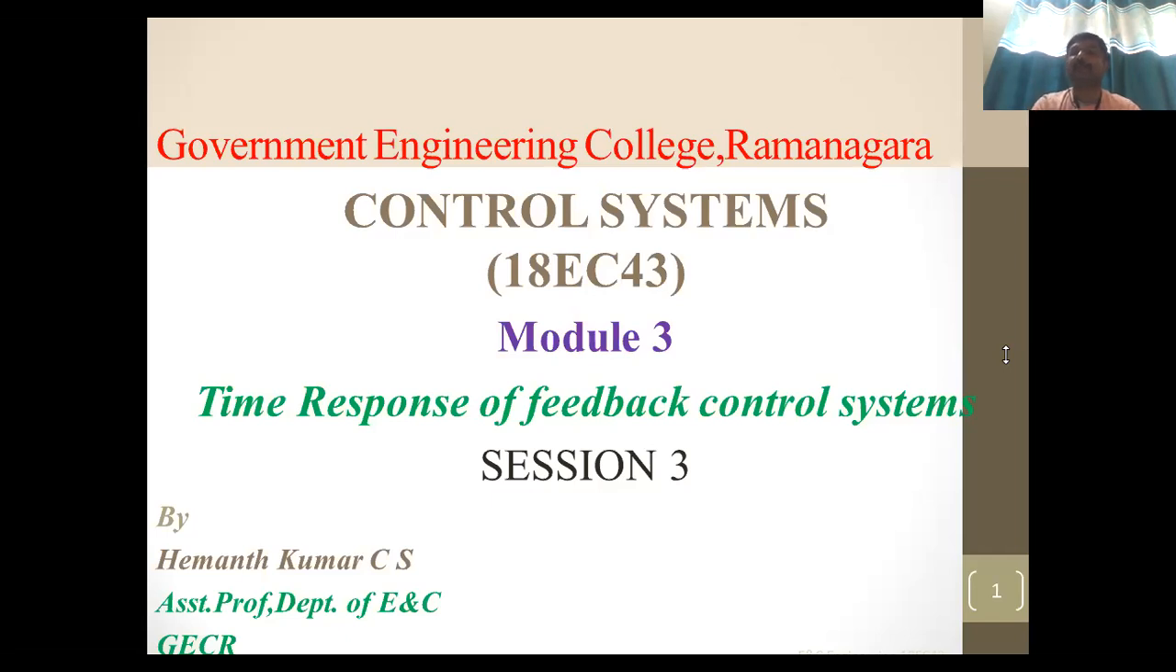Apart from knowing this derivation, later we also concentrated on the time domain specifications via delay time, rise time, peak time, settling time, and maximum overshoot. Now, how about the delay time? It is the time taken by the response to reach 50% of the peak value. That is nothing but delay time.